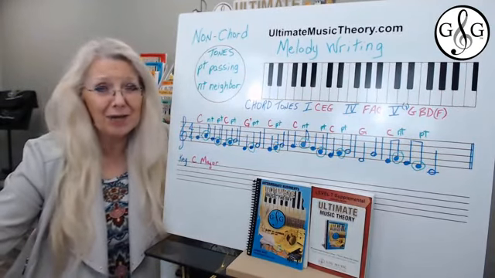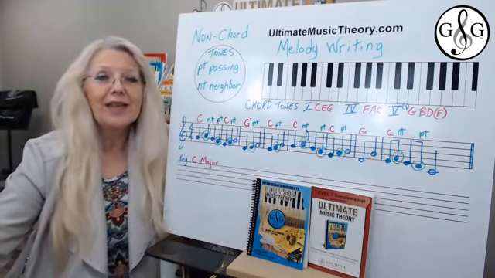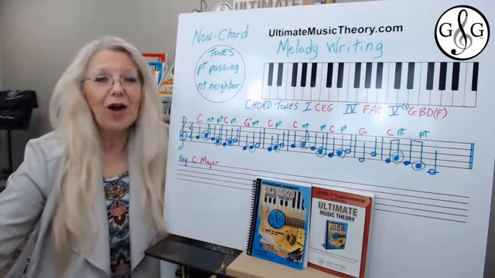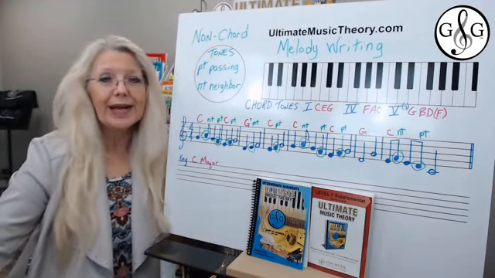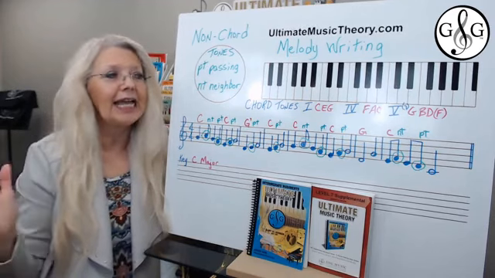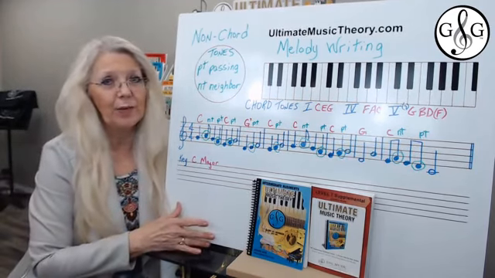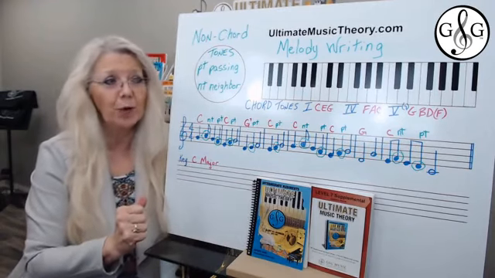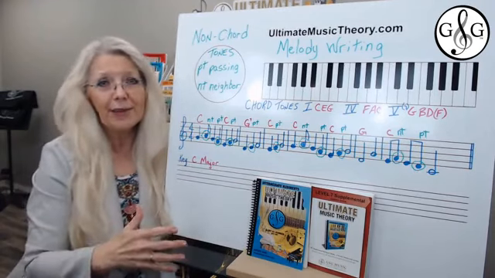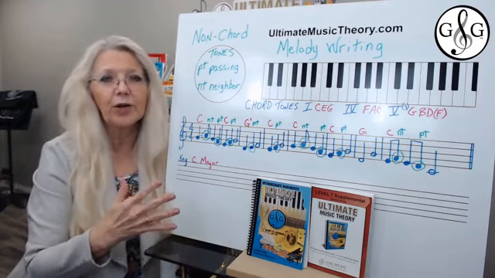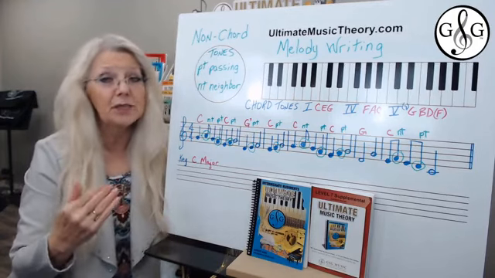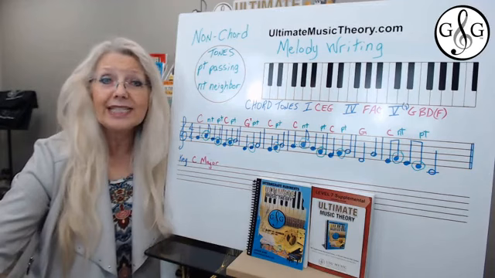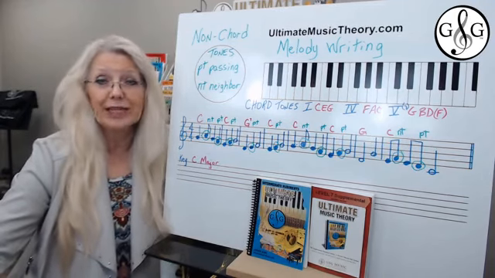Now, here's a little bonus tip for you. Write out the outline of your melody on the whiteboard. When I'm teaching melody writing, I love the Ultimate Music Theory whiteboards. This is the large teacher whiteboard. You can also get the small student whiteboard. I use them all the time because it's easy to write out your melody on the whiteboard and then experiment with different ways to use non-chord tones to complete your melody.